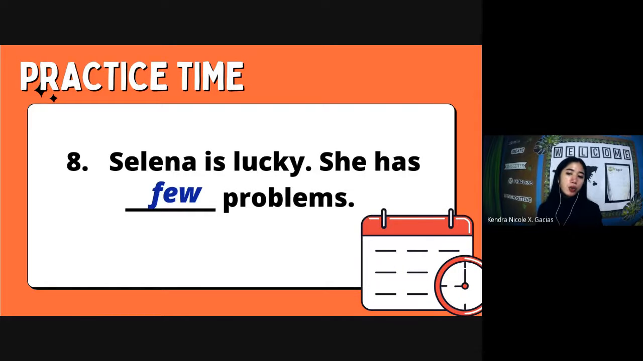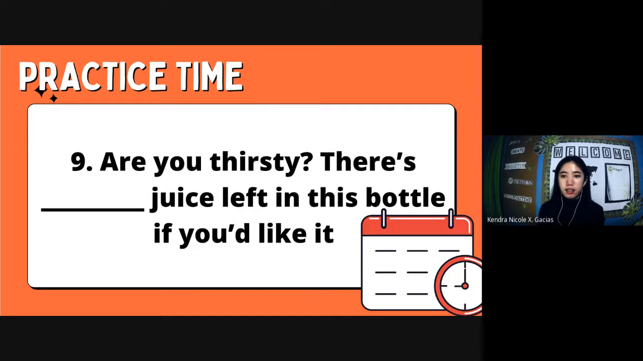So using few here makes the statement a positive one. So you remember the exception that we have discussed, all right? So problems here is a negative noun, but then we use the quantifier few and it makes the statement a positive one. Thank you, Karen. So we are down to the last two questions. All right? So we have the ninth item.